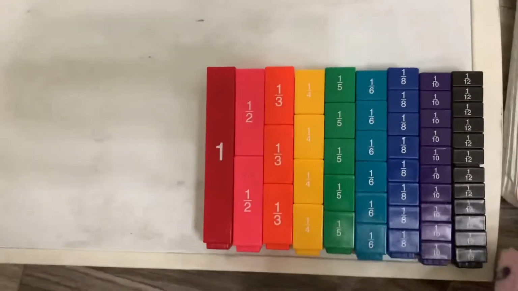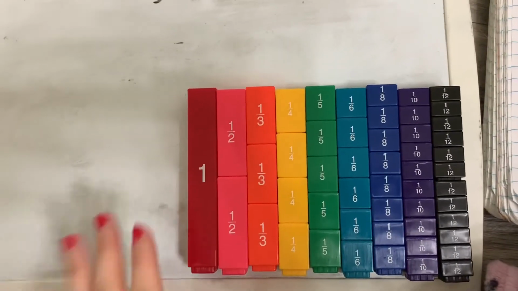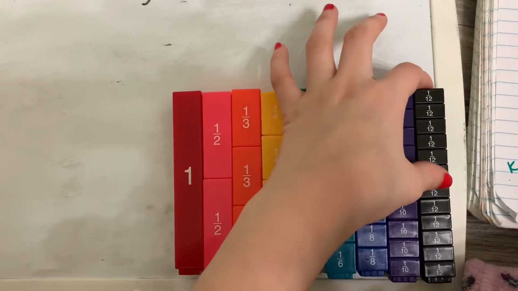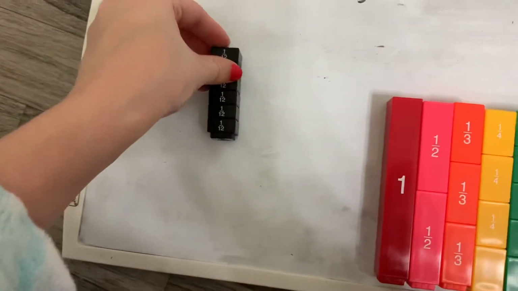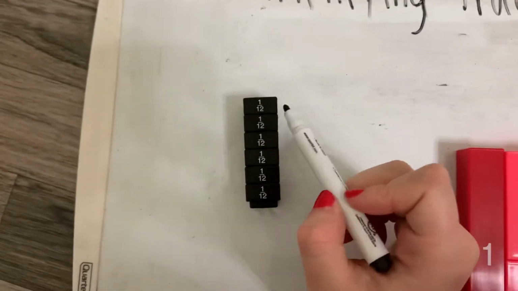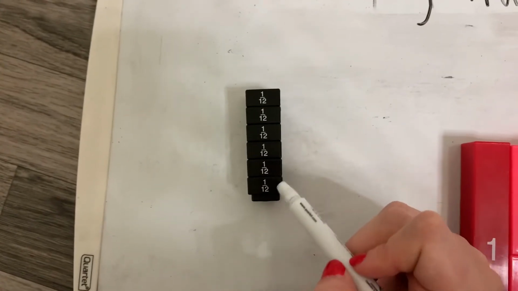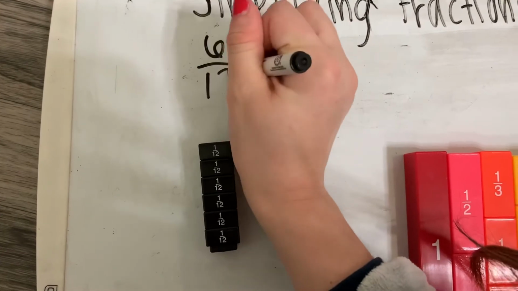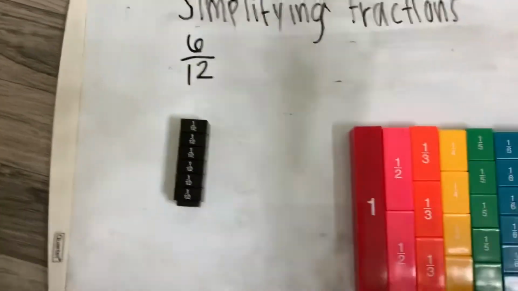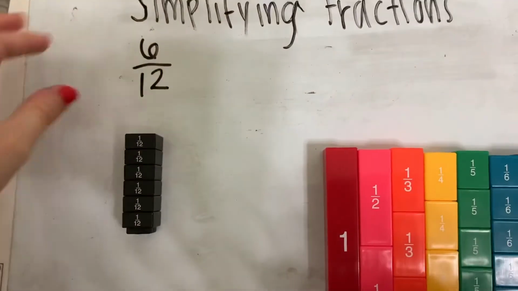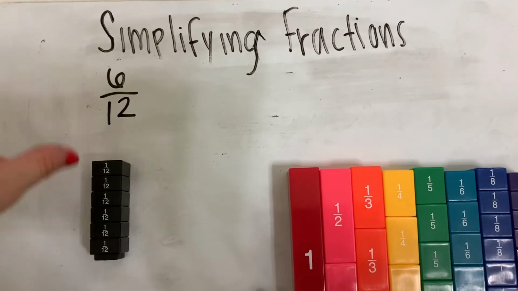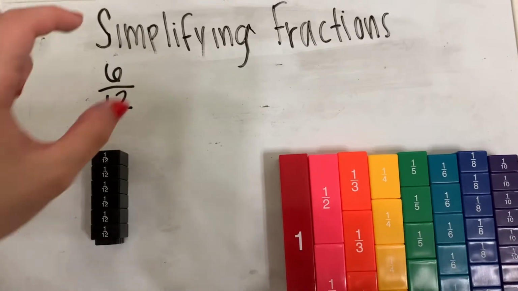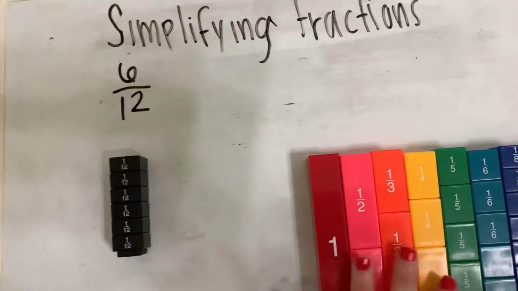You can also model how to simplify fractions using these towers, like so. So let's say I have 1, 2, 3, 4, 5, 6 12ths. So I'm going to write this right here for reference. Here we have 6/12, but we want to make this into a smaller number. We don't want the 6 and we don't want our 12.